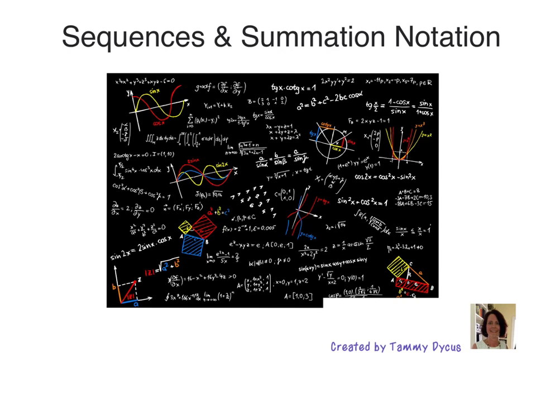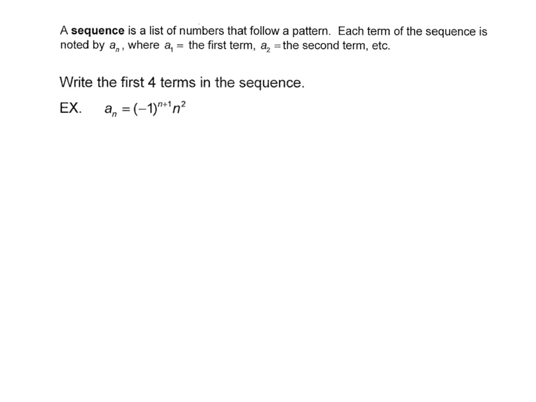Sequences and summation notation. A sequence is a list of numbers that follow a pattern. Each term of the sequence is noted by a sub n, where a sub 1 would equal the first term, a sub 2 would equal the second term, and so on.